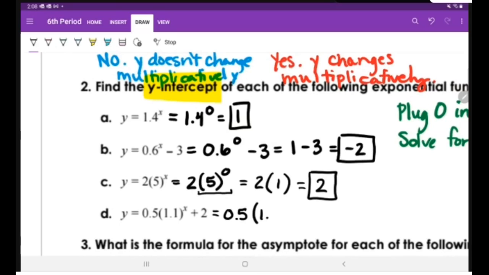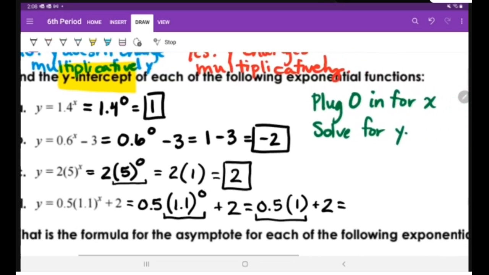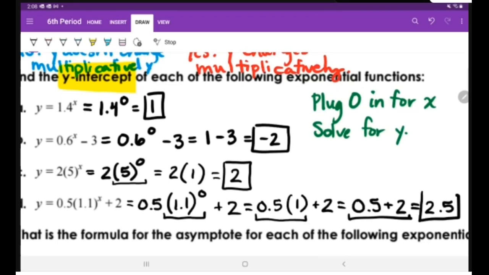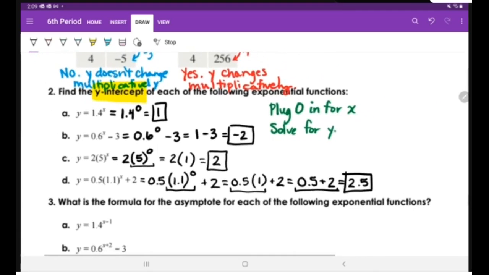Or use a calculator. And finally, we're going to do one that looks pretty ugly. 0.5 times 1.1 to the 0, then plus 2. Again, remember PEMDAS, we do our exponent and then our multiplication and then our addition. So that'll be the 1.1 to the 0 power goes first. 1.1 to the 0 just becomes 1. Anything to the 0 just becomes 1. Now we do our multiplication. 0.5 times 1 is 0.5. And then finally we add. So we end up with 2.5. Or use a calculator. Any questions about the problems in part 2?